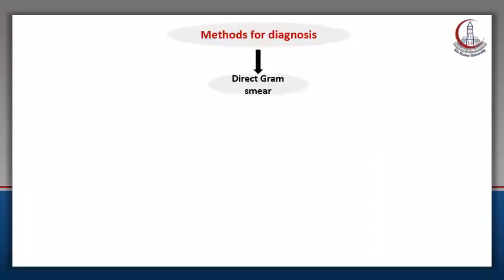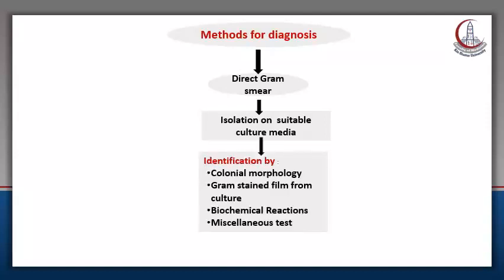As we learned before, the steps in processing samples are as follows. First, the direct gram stain, which we are calling direct as it comes directly from the specimen. Then we culture the specimen on suitable culture medium. Then the colony is identified by its colonial morphology, another gram-stained film which we are calling indirect film, then biochemical reactions and other tests, and the last step is the antibiotic susceptibility to give the clinician the full lab report.